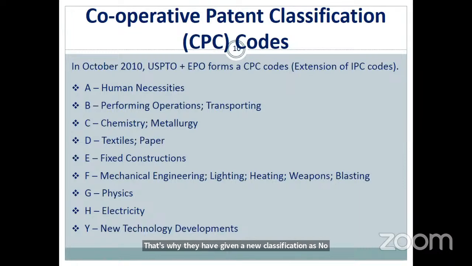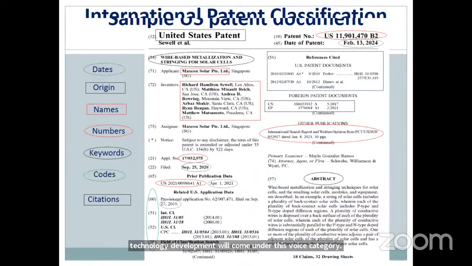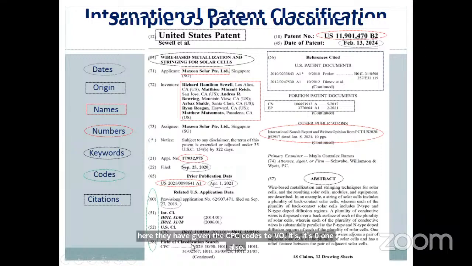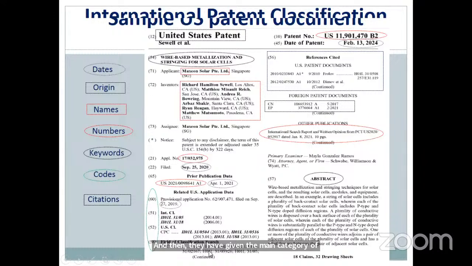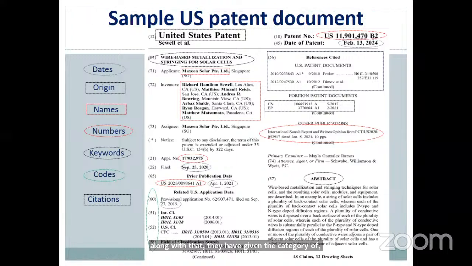Let us go back to the sample document and see what the classification code is. Since it is a US application, there will certainly be an IPC code as well as a CPC code. Here they have given the CPC codes of H01 also, and then they have given the main category of H. Along with that, they have given the category of Y also. You can see this Y is also there. Since the new technology was there, according to the CPC, they have included that category also.